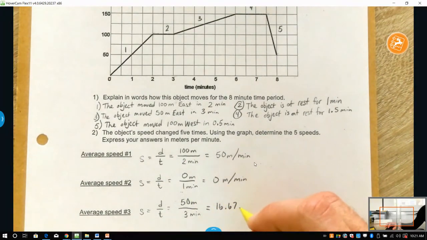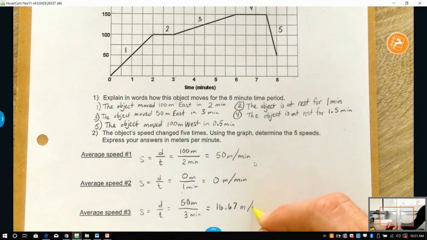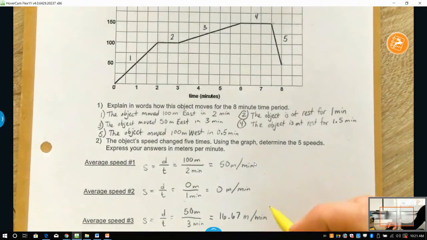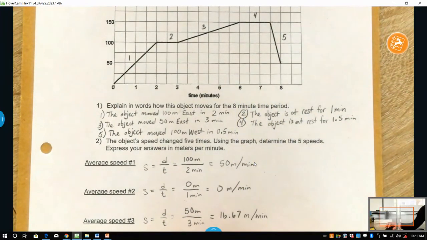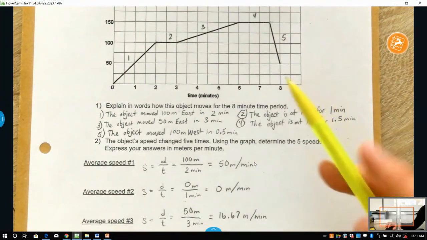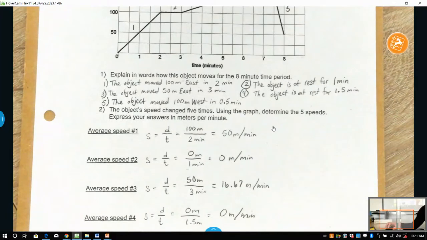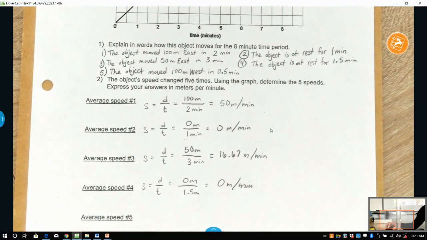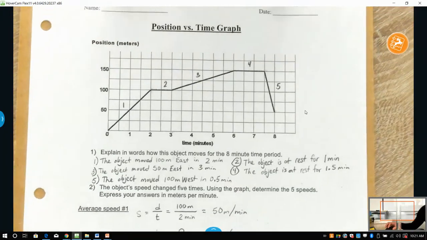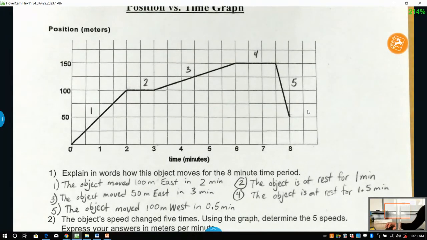So this comes out to be like 16.6 repeating meters per minute. Average speed for number 4. Again, we didn't change our distance or position at all, so the distance moved was 0. And that was over 1.5 minutes. It's still going to be 0 meters per minute. Now this last one, number 5, remember that speed, guys, does not care about direction.